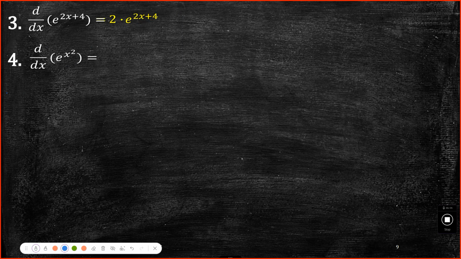All right, let's go. Continue. Number 4. So for an exponential, it is just e to the x squared. And the derivative of x squared is what? The derivative of x squared is what? Five. Let's go to number 5.